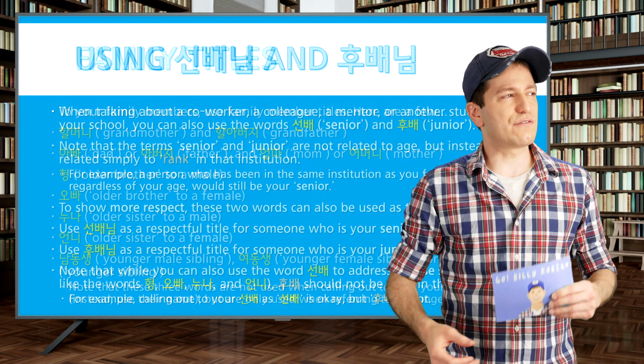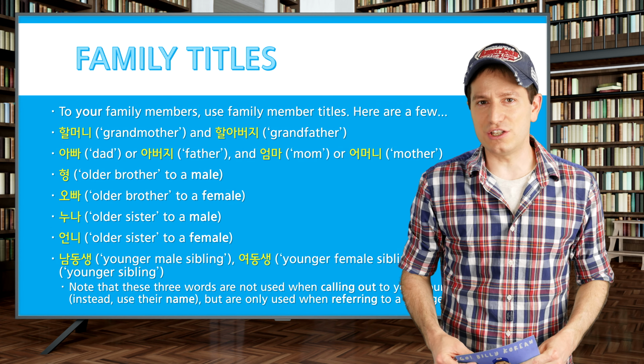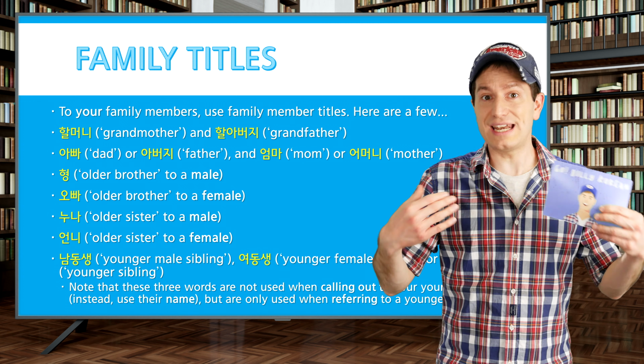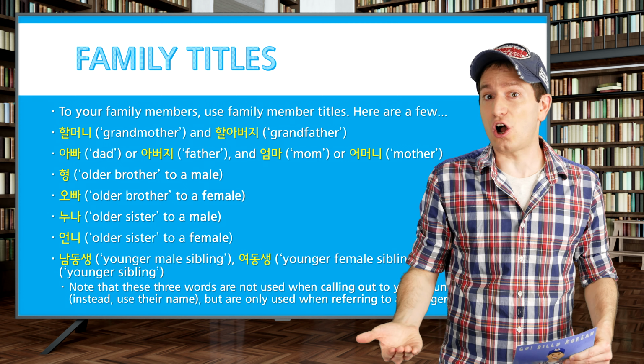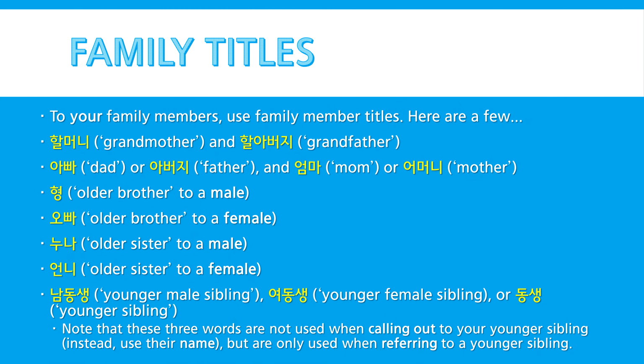So now we've talked about several work titles and professional titles that you can use, but what about for your family? Well, you can actually just use family titles to call out or refer to other family members. Here are just a few that you can use to your family members. 할머니 for grandmother and 할아버지 for grandfather, 아빠 for dad or 아버지 for father, and 엄마 for mom or 어머니 for mother. 형 would be an older brother to a male, 오빠 would be an older brother to a female, and 누나 would be an older sister to a male, while 언니 would be an older sister to a female.